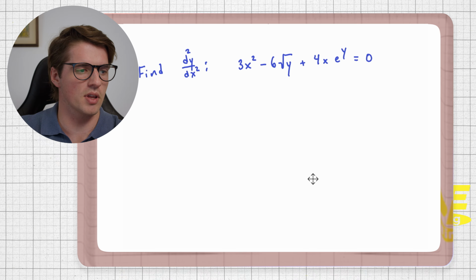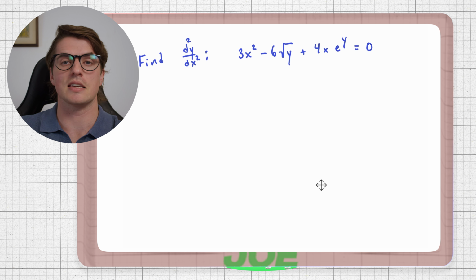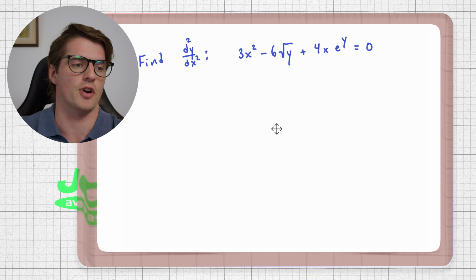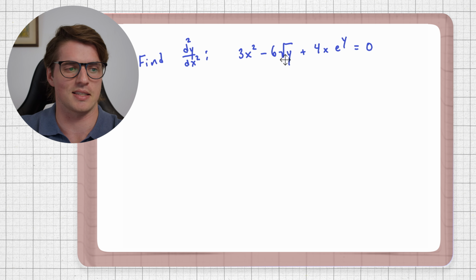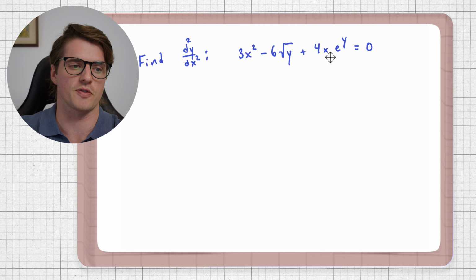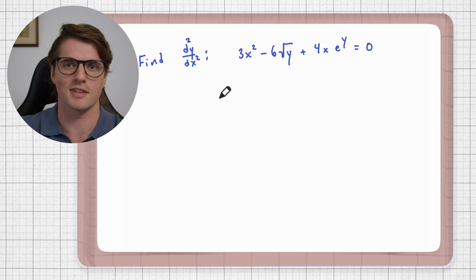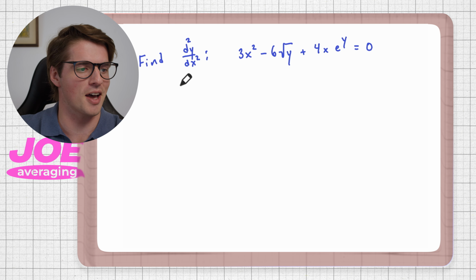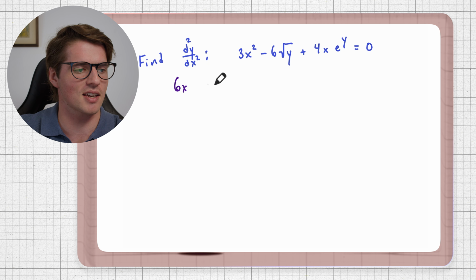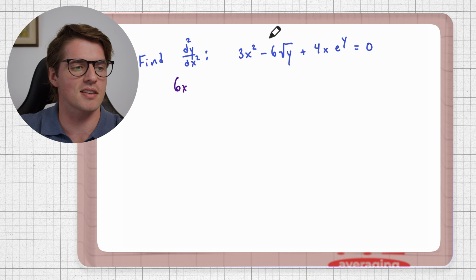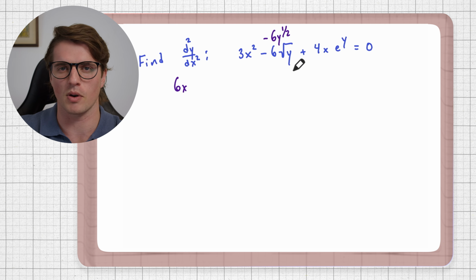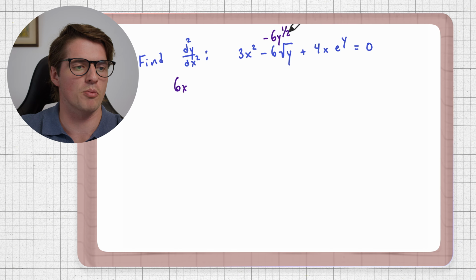All right, another one. We are going to find the second derivative of 3x squared minus 6 square root of y plus 4x e to the y equals 0. This could be a lot of work. Let's see. So bring the 2 down. We have 6x. I'm going to rewrite this as minus 6y to the 1/2. We don't like the square root in calculus. So we'll bring down the 1/2.